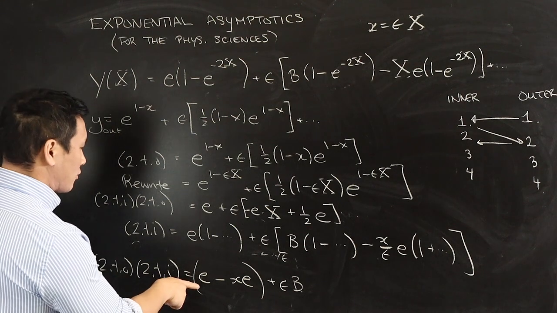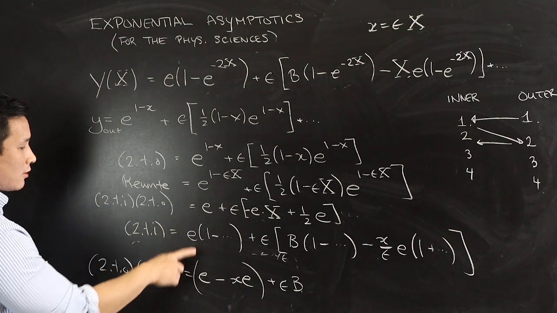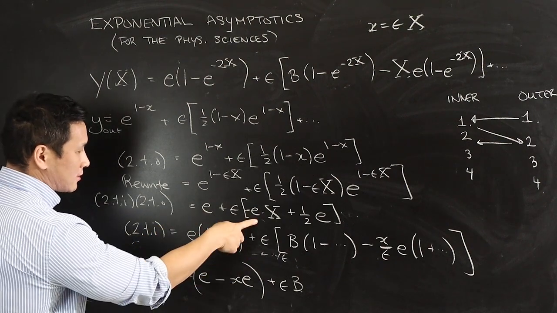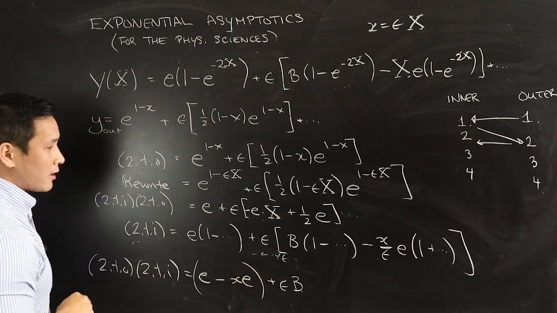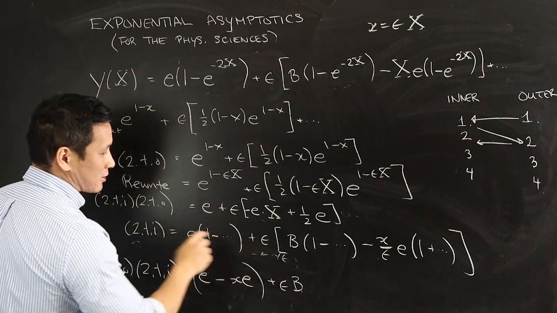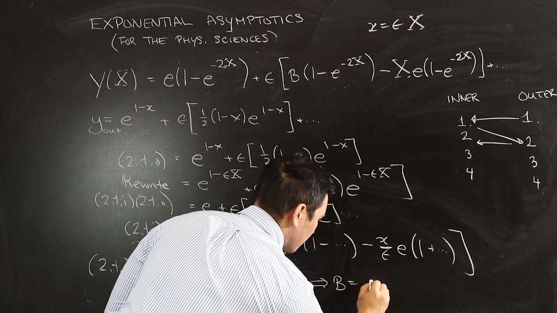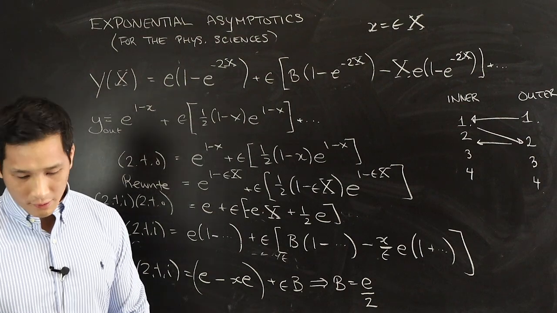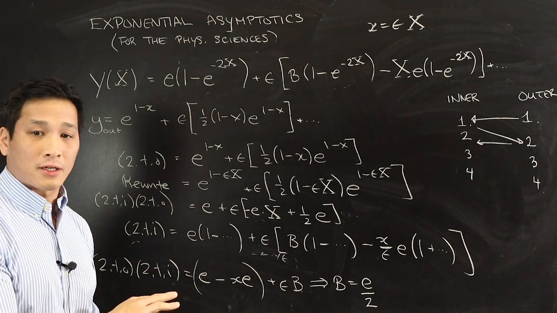And so now you compare this expression here with this expression here. You see this e matches that. This matches that. And then I have a 1/2 e times epsilon should be epsilon times b. So this tells me that b should be equal to e over 2. Okay? And that's it. That's Van Dyke's rule.